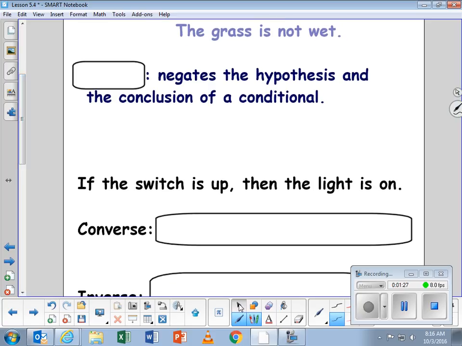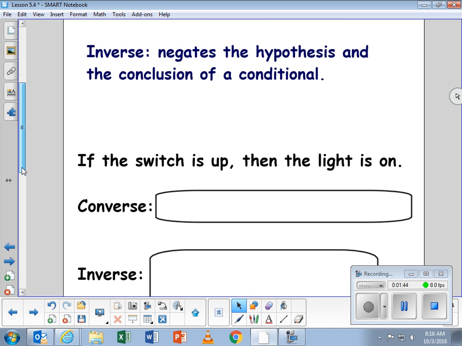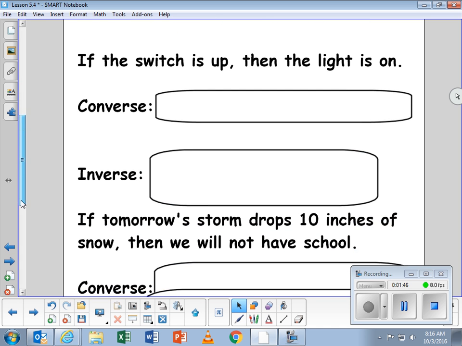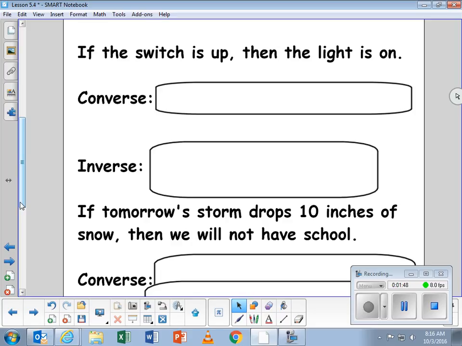The inverse negates the hypothesis and the conclusion of a conditional. If we go back to the old conditional we started with, if the light switch is up, then the light is on.